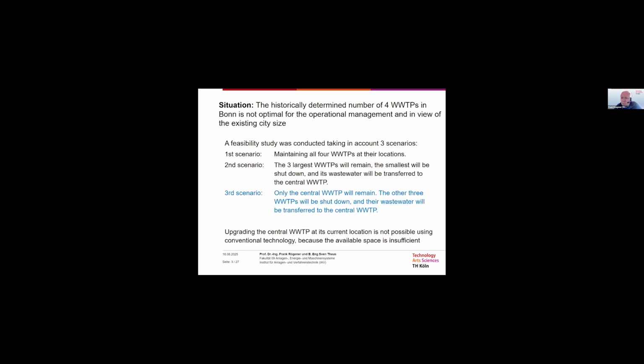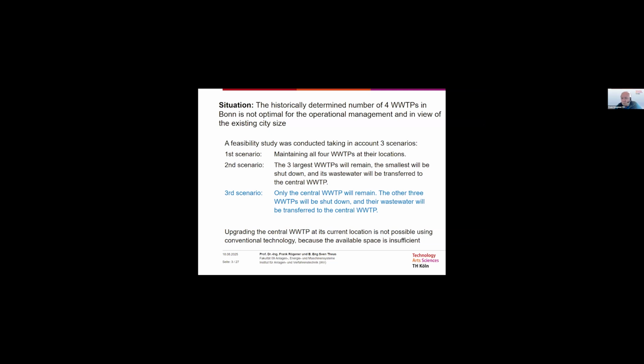This work is related to the former capital of Bonn. They have four different wastewater treatment plants, and all of them are not according to the state of the art. All of them are quite old, and the operational management is not optimum. So there are some things that could be changed, and this is described in several scenarios.